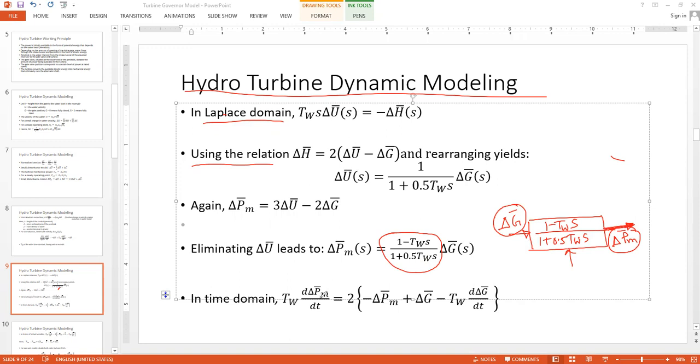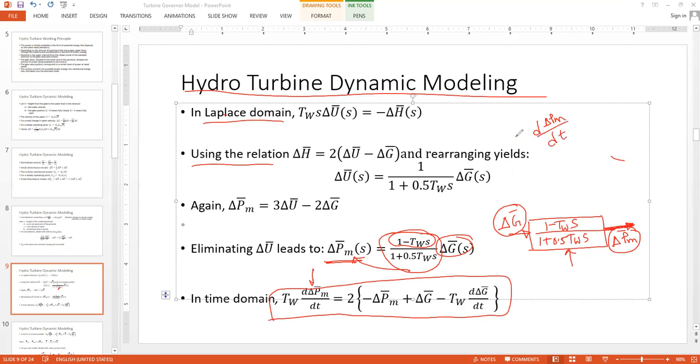Okay, in time domain, simply you have to cross multiply this with this, and multiply this with whatever we have here in the numerator. And if we take S as d by dt, then you simply get this. So this is our expression. I talked about dPm by dt. Of course, it is in del Pm because it is in incremental form. Then we have some time constant, and here we have d del G by dt.